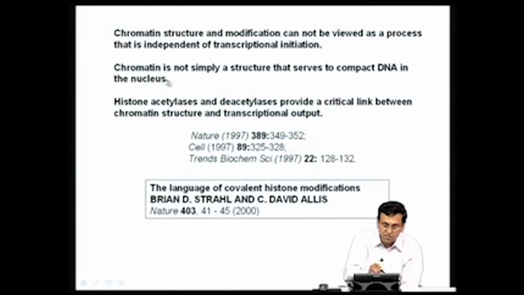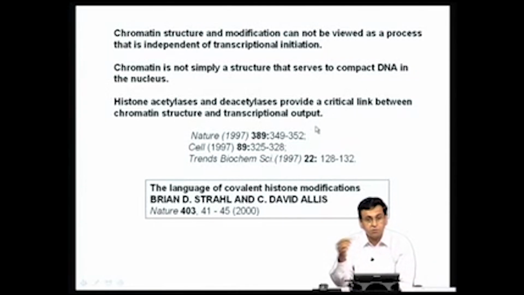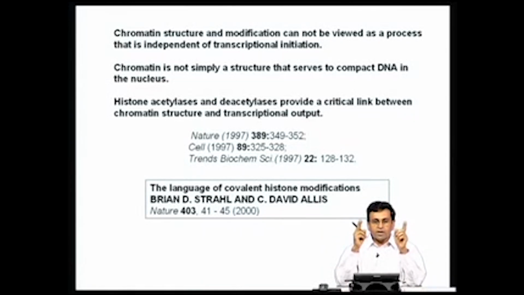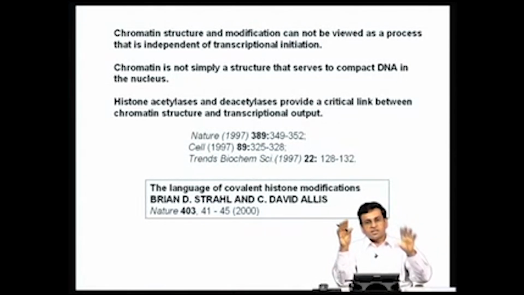For example, chromatin is not simply a structure that serves to compact DNA in the nucleus, but it also has a very important role in transcription activation, and histone acetylases and histone deacetylases provide a critical link between chromatin structure and transcriptional output. So in addition to chromatin structure, histones also play a very important role in the regulation of gene expression, and today we have discussed 2 important modifications of histones, namely histone acetylation and histone deacetylation. Histone acetylation by HATs results in activation of transcription and deacetylation of histone by histone deacetylases results in inhibition of transcription.